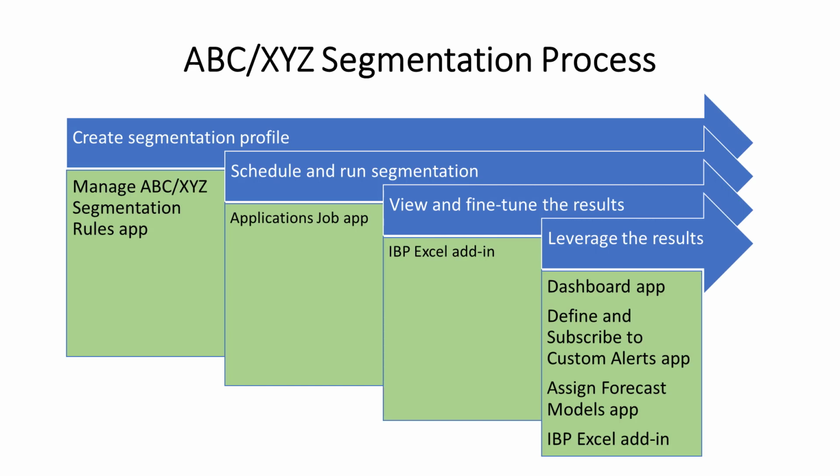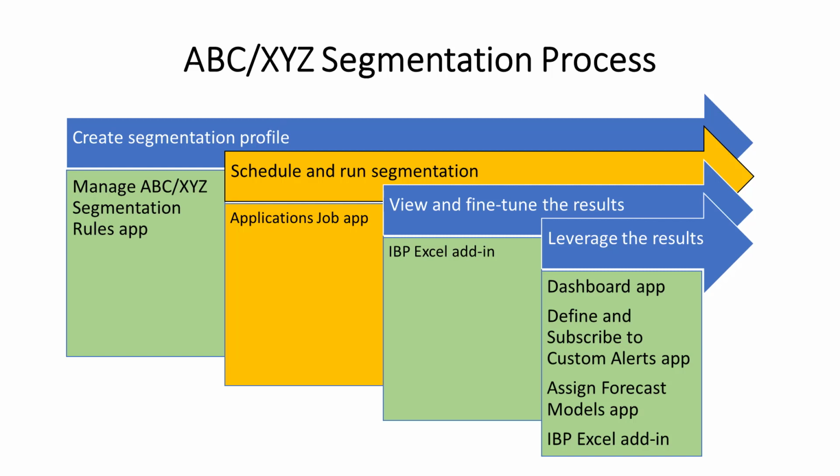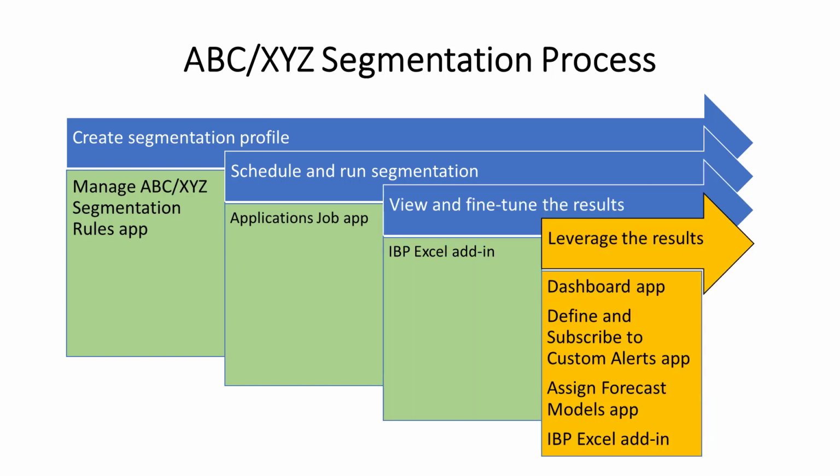Here you have the segmentation process. First, you need to create a segmentation profile in the Manage ABC XYZ Segmentation Rules app. Then, you should schedule and run the segmentation in the Application Jobs app. Remember that it's not possible to start a segmentation job directly in the SAP IBP add-in for Microsoft Excel. Then, you can fine-tune the results, viewing and updating the information in the SAP IBP add-in for Microsoft Excel. At the end, you can leverage the results.